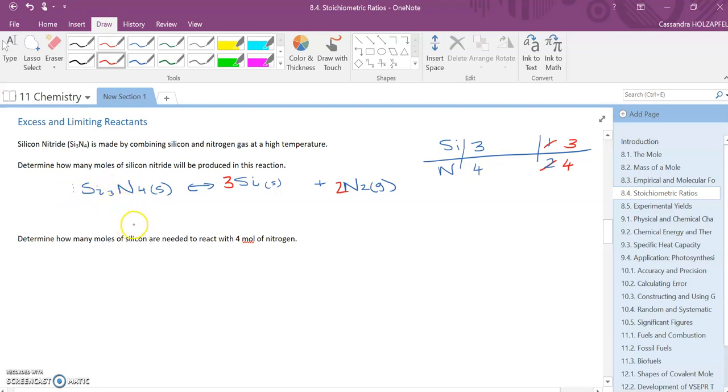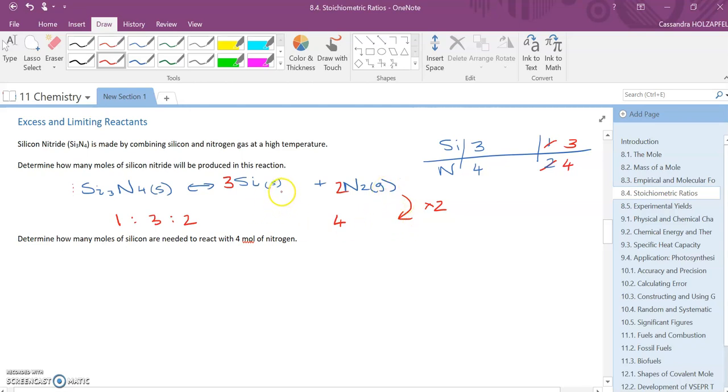If I wanted to write this as a molar ratio, I could write the ratio 1 to 3 to 2 for silicon nitride to silicon to nitrogen gas. Okay, the next question: determine how many moles of silicon are needed to react with 4 moles of nitrogen. So assuming I don't have 2 moles of nitrogen but 4 moles of nitrogen, I've doubled the amount of reactant that I'm going to be using.